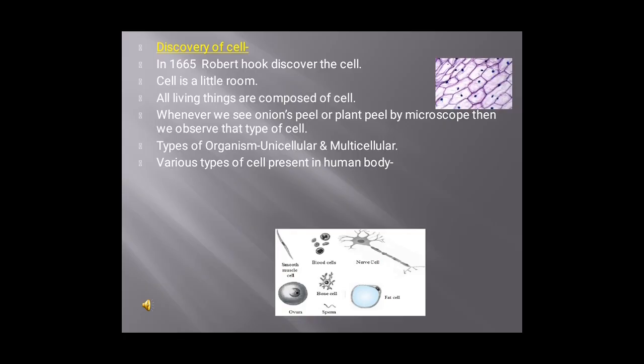Whenever we see an onion peel or plant peel under a microscope, we observe the type of structure that is shown in picture number 1. In this structure, many compartments or many boxes are present, and these boxes are called cells. Each cell consists of the plasma membrane, or we can say cell membrane, and the nucleus and cytoplasm.